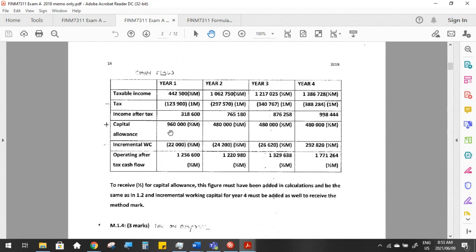And the incremental that you're adding back, so that's positive. And the working capital is a cash outflow, that's negative. You must indicate it with brackets. You have to do that. If you don't do that, you will lose all of these marks here, these method marks.